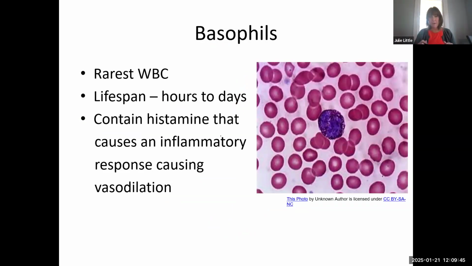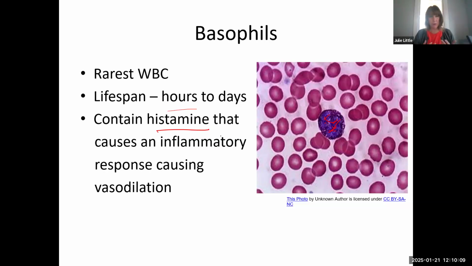Here are our basophils. Our basophils are our last type of granulocyte. We have the neutrophils, the eosinophils, and the basophils. They're all granulocytes because they have those dark staining granules. Notice here we can't even see what this nucleus looks like because it's covered with these dark staining granules. A lot of the granules contain histamine. They contain many things.